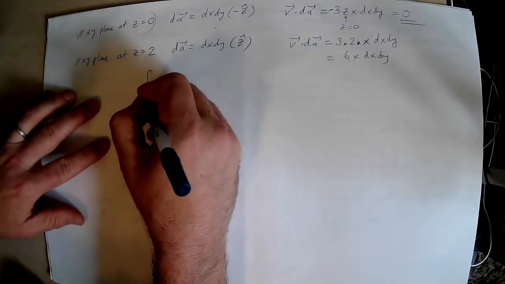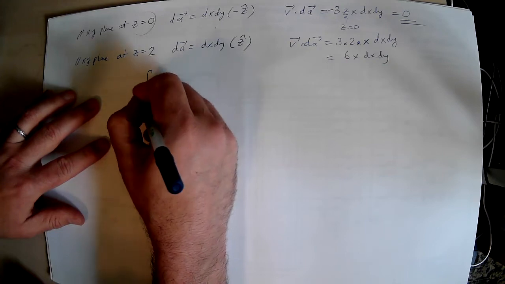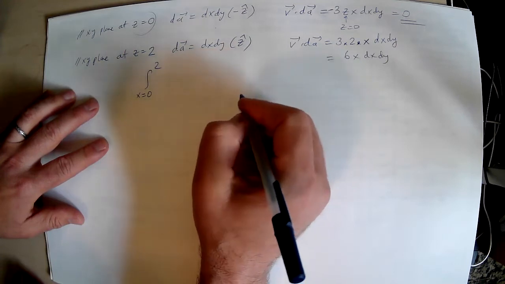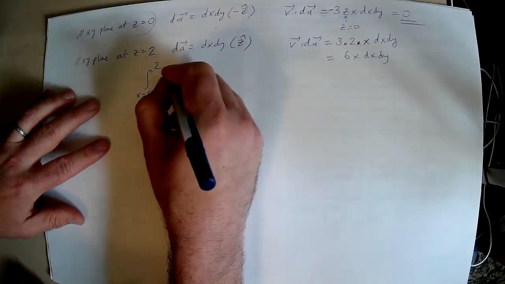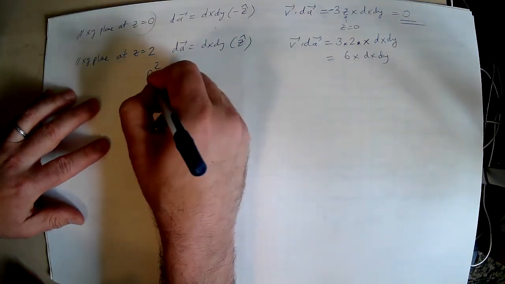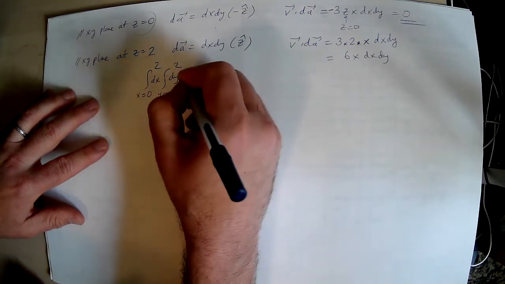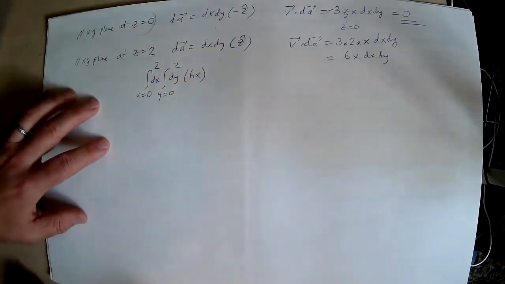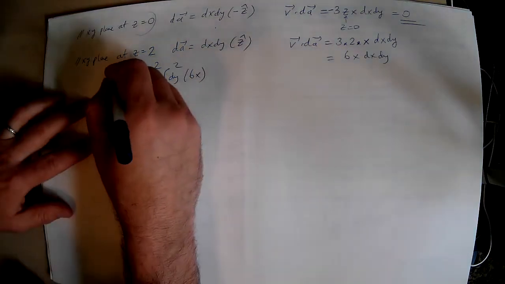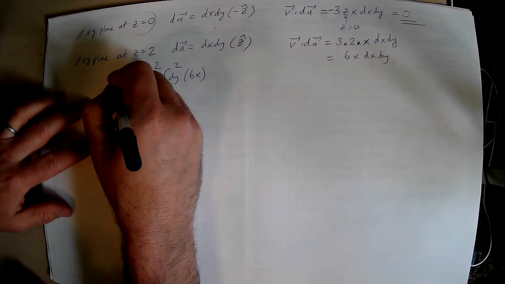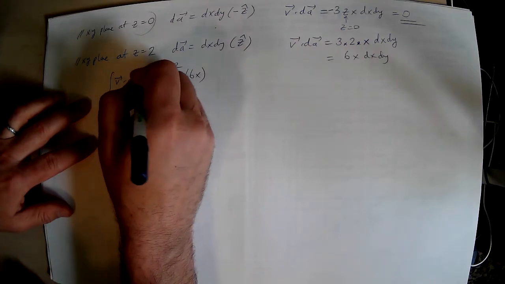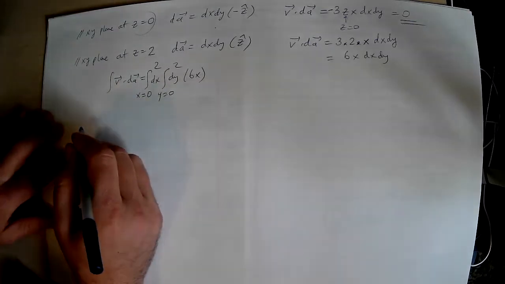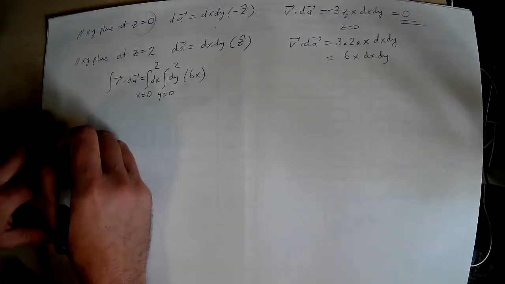So if I set up that integral, x equals 0 to 2 on that surface, and then y equals also 0 to 2, dx dy, 6x. All right. So integral v dot dA equals this, for that surface. I'm not going to evaluate it. I will just leave it as it is. For now, we will evaluate a little later.